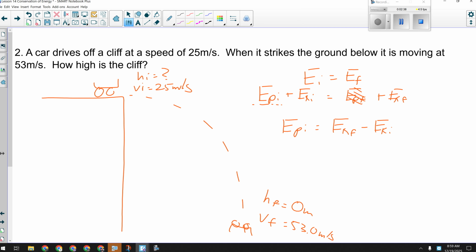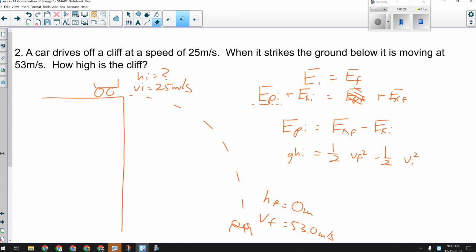Now I can plug in my formulas. M times G times H initial equals 1/2 m v final squared minus 1/2 m v initial squared. Did I ever tell you M? Why not? Doesn't matter. It cancels. If you don't like canceling it, put in whatever number you want. It really makes no difference. You could put in 1 kilogram, you could put in 250 million kilograms, it won't make any difference. But whatever you're comfortable with. I'm going to cancel off all of the m's because it's in every term.